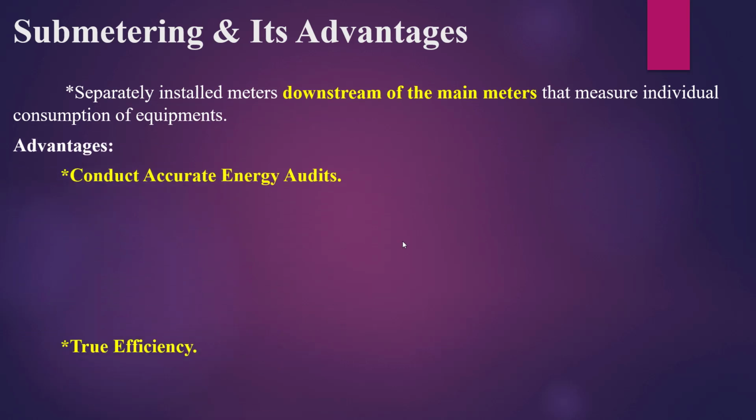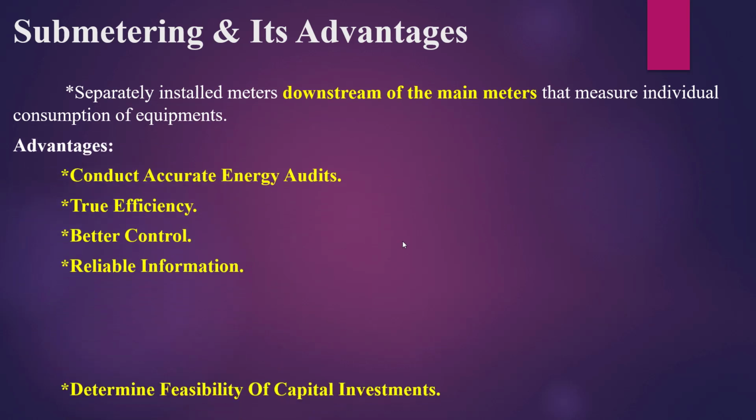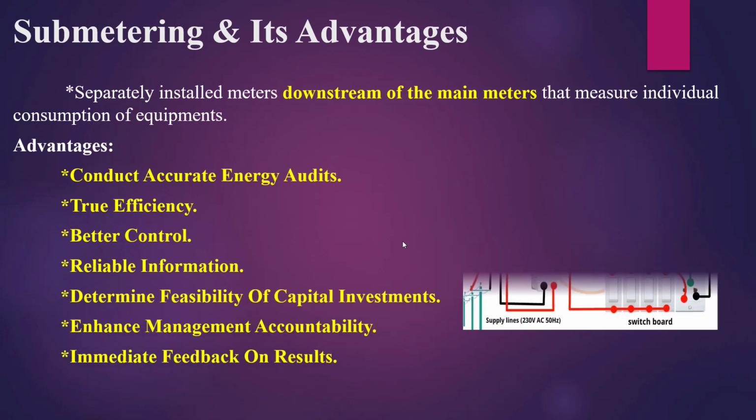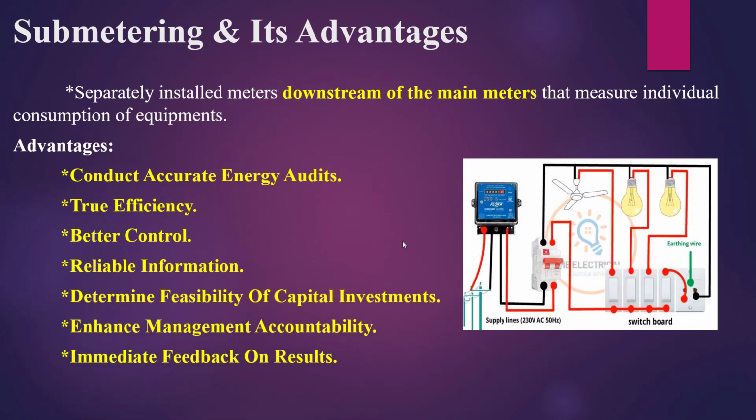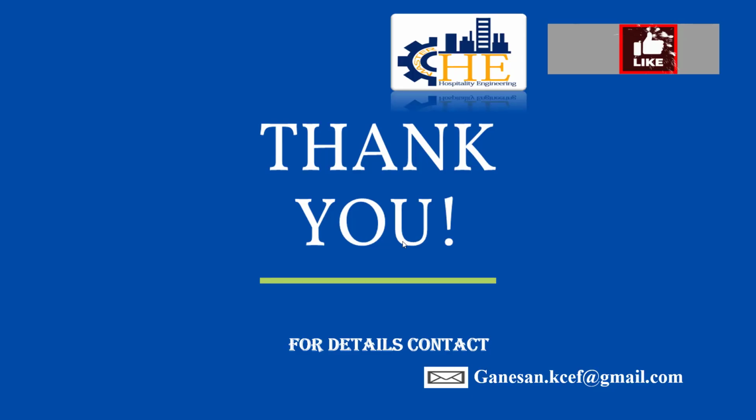Submetering and its advantages. Separately installed meters downstream of the main meters that measure individual consumption of equipments. Advantages: conduct accurate energy audits, true efficiency, better control, reliable information, determine feasibility of capital investments, enhance management accountability, immediate feedback on results. We stop here now on Energy Part 1, which has further one more part.